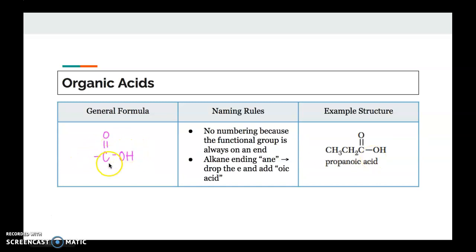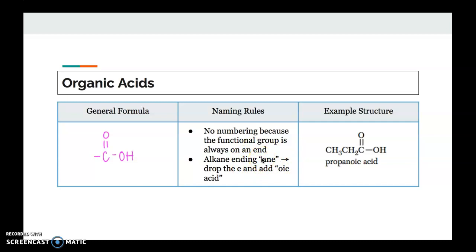Next one are organic acids. These have the OH group, but now they also have a double bond to oxygen. These, for naming, no numbering needs to be used because the functional group's always on the end, whether it's at the beginning or very end of the compound. It's never found in the middle. To name these, we just take that alkane ending ANE, drop the E, and add oic acid to the end.